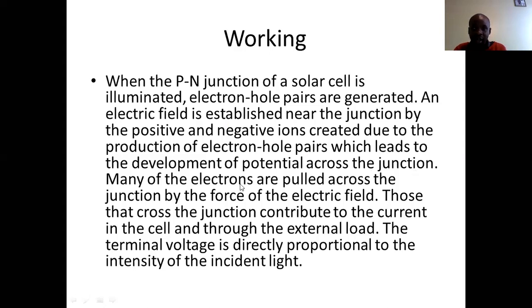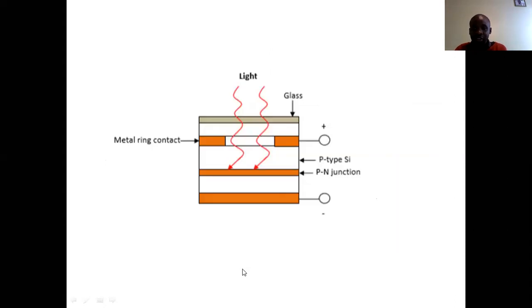So many of the electrons are pulled across the junction by the force of the electric field, and those that cross the junction contribute to the current in the cell and through the external load. The terminal voltage is directly proportional to the intensity of the incident light. So the more light which comes in, the more potential is developed across the PN junction. And that is usually created by the ions.